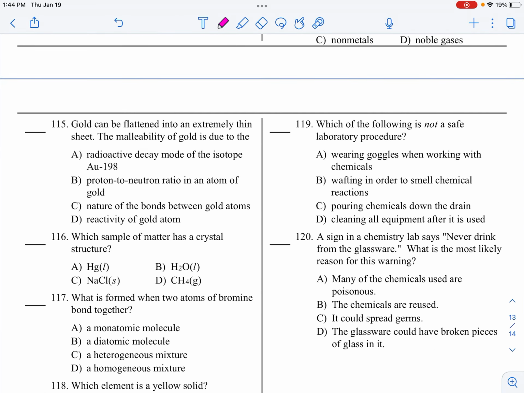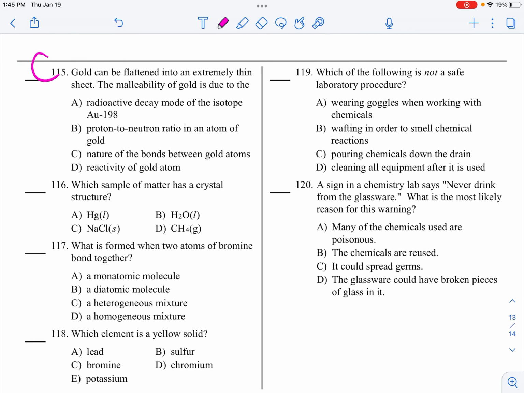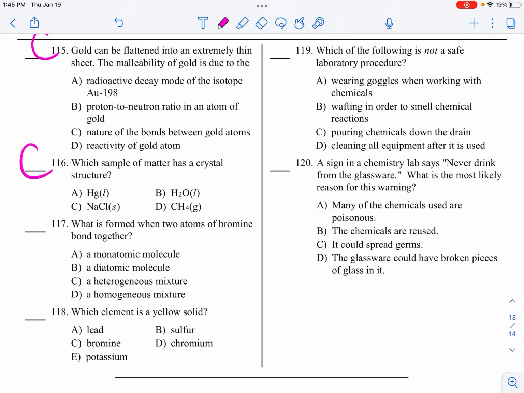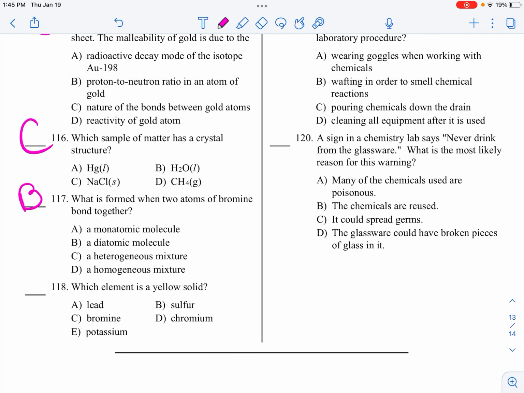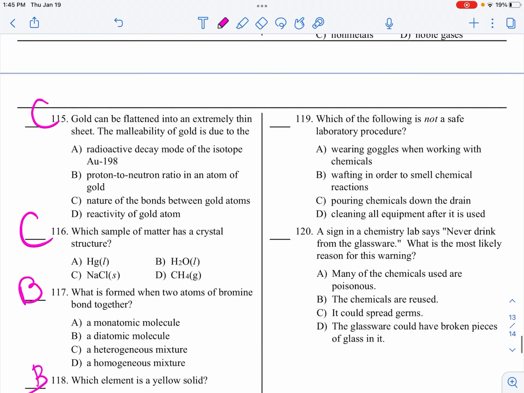Gold can be flattened into thin sheets. Why? Because of the nature of the bonds. I'm going to go with that. Crystal structure. Crystalline is a solid. What is formed when 2 atoms of bromine bond together? That would be a diatomic molecule. Which element is a yellow solid? This is just something we need to know. This is sulfur.